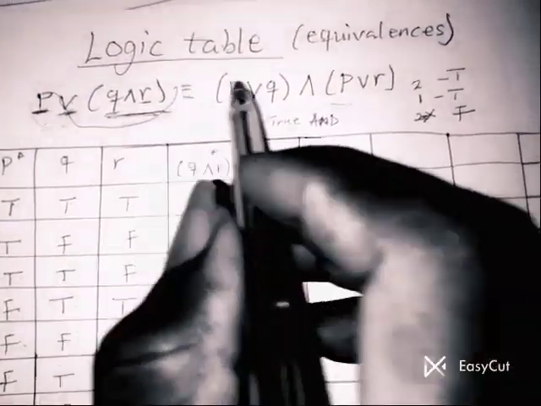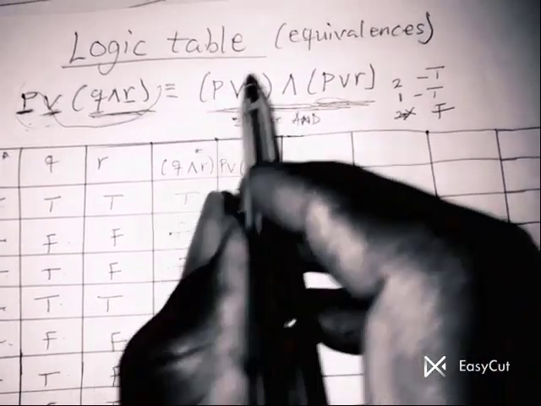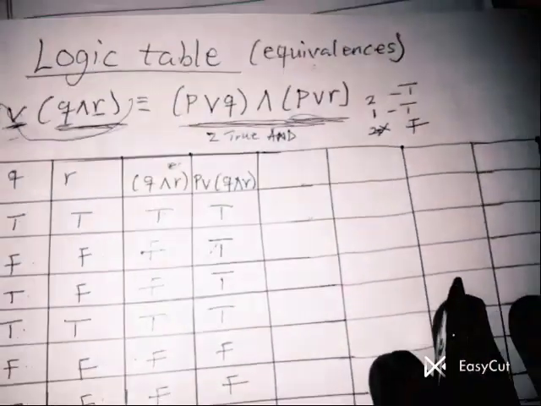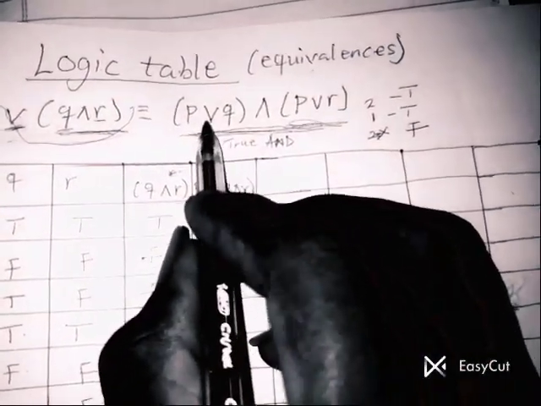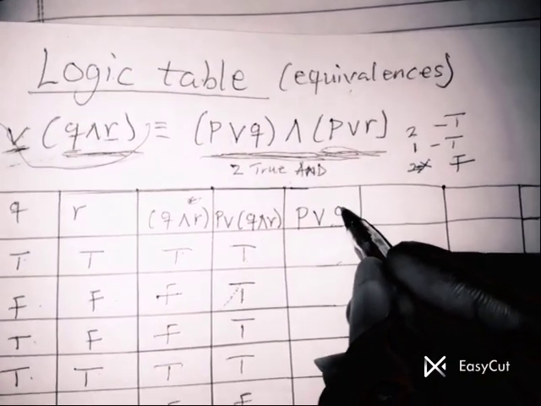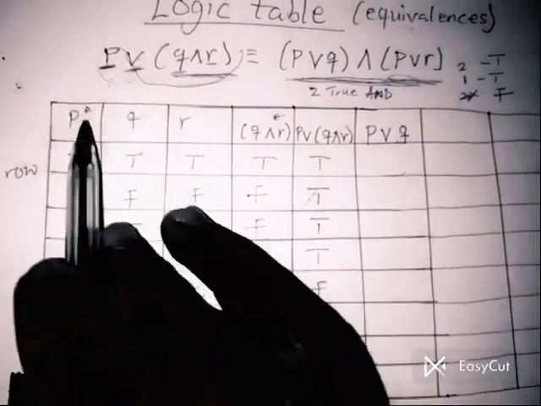So we are going to check the second one. When we check and they are the same, it means they are equivalent. If they are not the same, it means they are not equivalent. So now let's pick this one, P or Q. So we take P or Q.